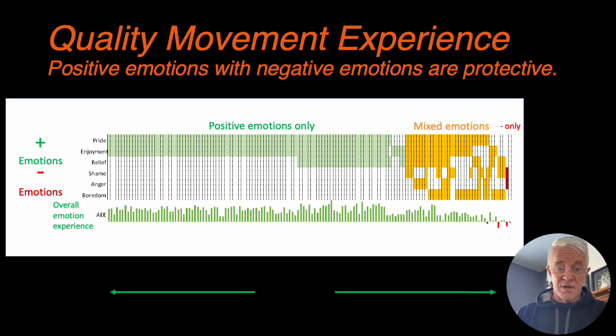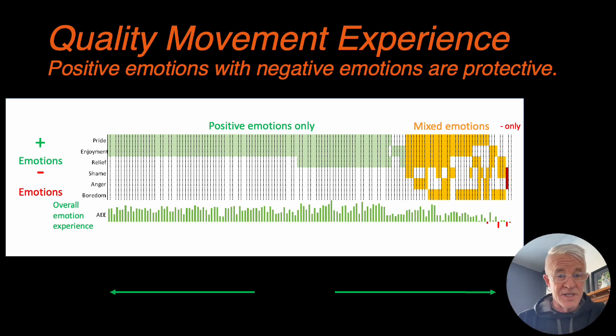And I'm going to tell you that when these kids came out of 5 different schools from 5 different movement experiences, all of these kids were exposed to quality movement experiences using physical literacy, where the teacher constructed positive challenges for all kids. And this is what happened. What you can see is that the first kid felt just pride and enjoyment, the first slice. And at the bottom it says AEE, which is the overall emotional experience. So the higher it is green, the more positive they were. If it was red, it was negative.